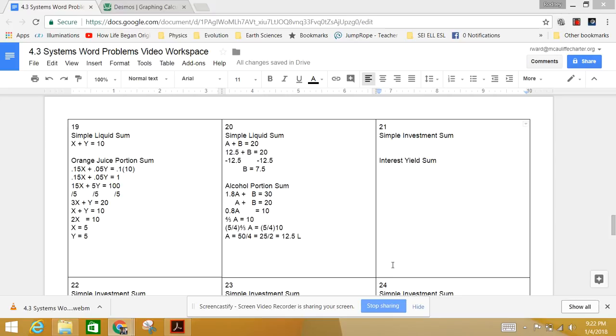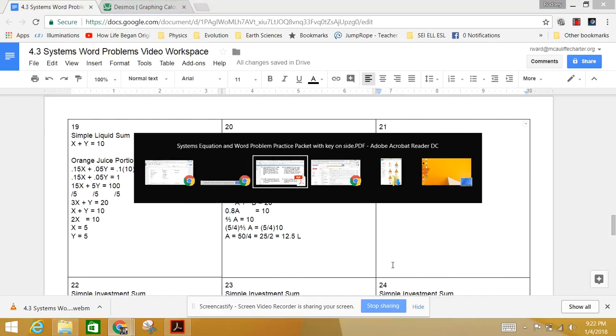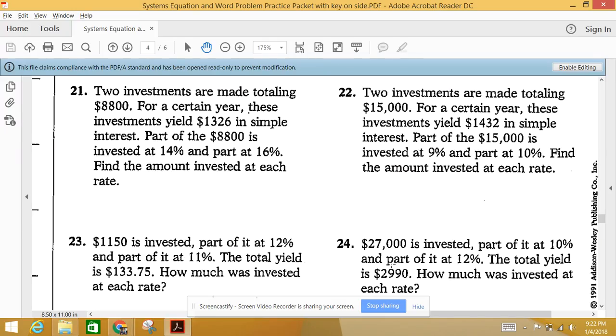Tonight I'm going to do a couple videos, perhaps a video on a variation on the mixture concept called the investment problem. So we're going to look at number 21, 22, 23, and 24. Perhaps we'll get them all in one video. Mainly just going to do the setup for this.